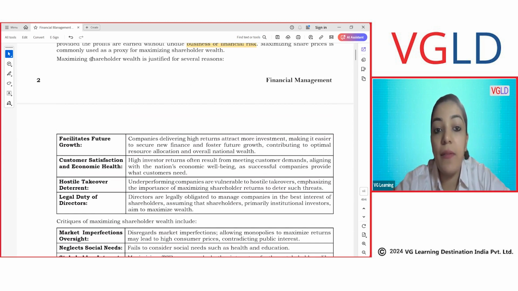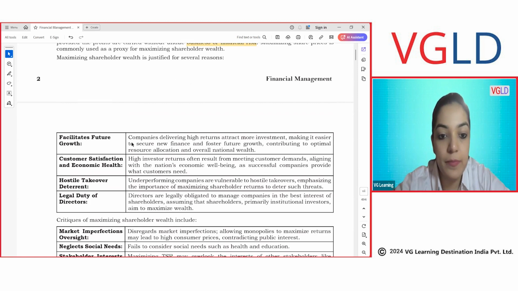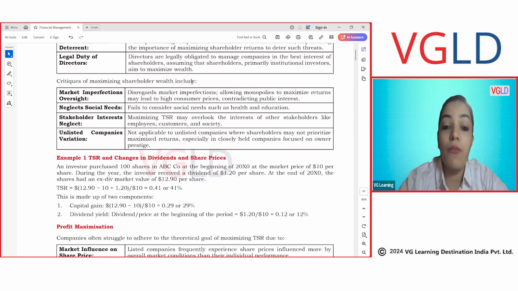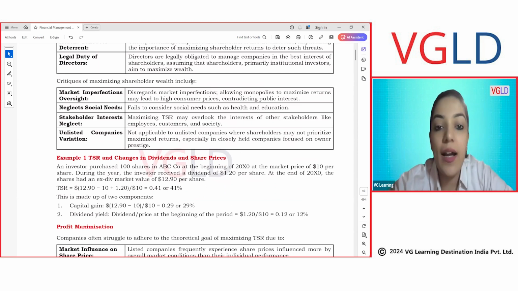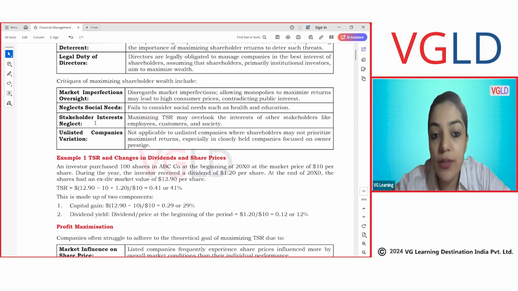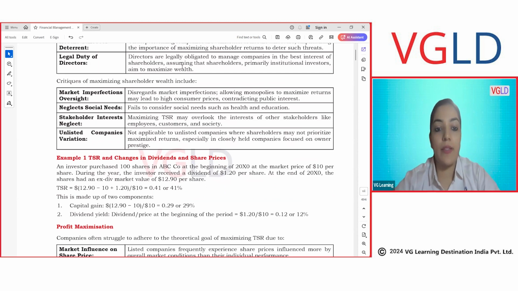So, what have we covered? Why should the shareholder wealth be maximized? Then, critiques of maximizing shareholder wealth include, that means, why is there criticism against maximizing shareholder wealth? First, market imperfections oversight. So second, let me come to Excel to explain some of these points.